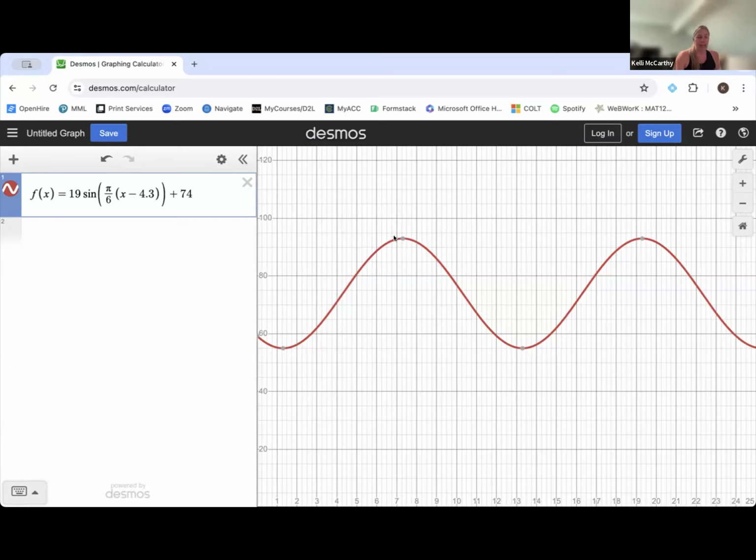The second question asks, according to this model, what is the average temperature during the month of October? The initial problem did indicate that January corresponds to x equals 1. So here's our January, so October would correspond to 10. So I find 10 along that horizontal axis, and then I'm going to start moving my cursor around, trying to get as close to 10 as possible. And I can see that the average temperature in the month of October is 76.972 degrees Fahrenheit.